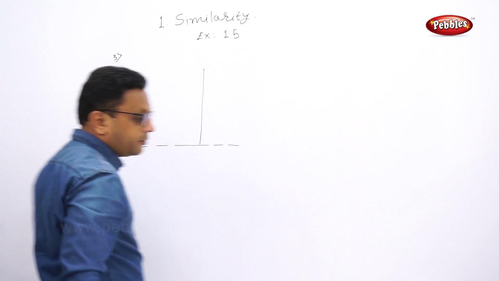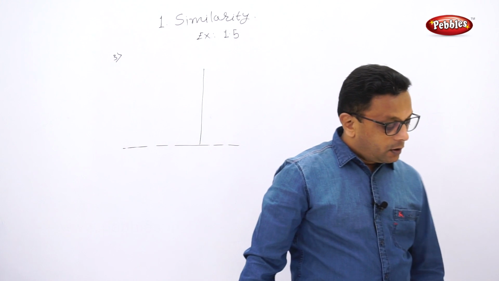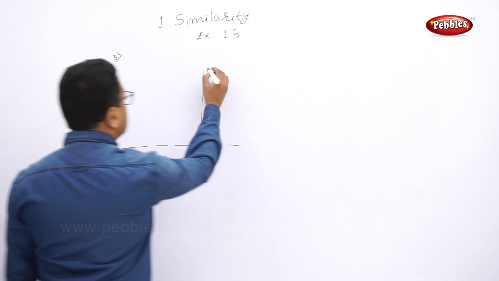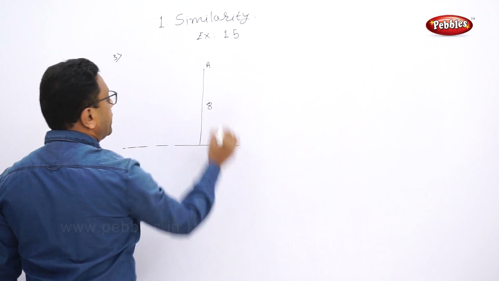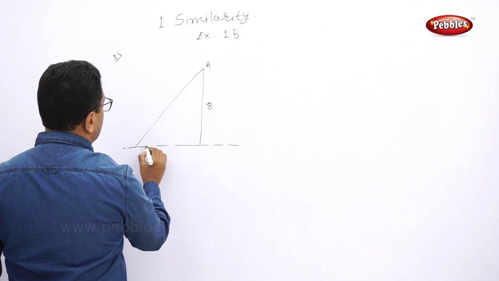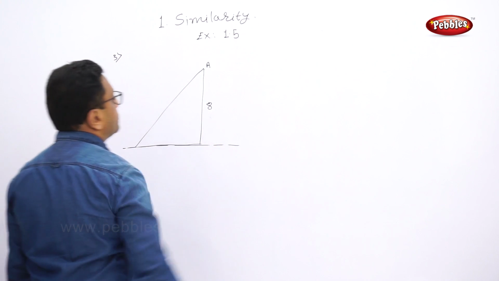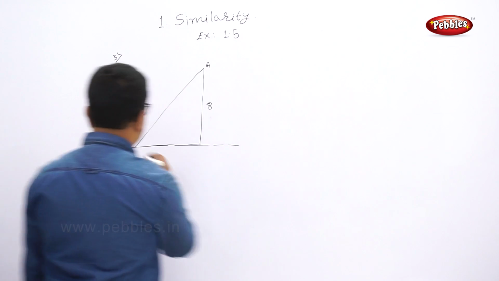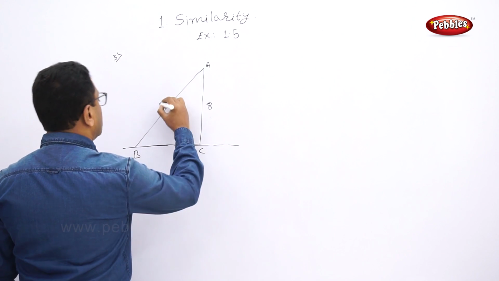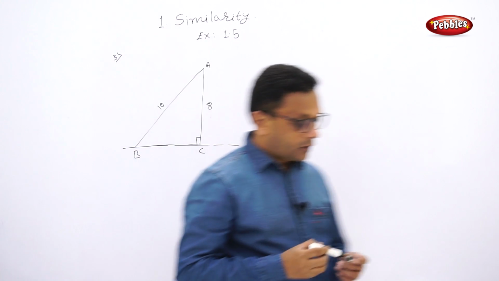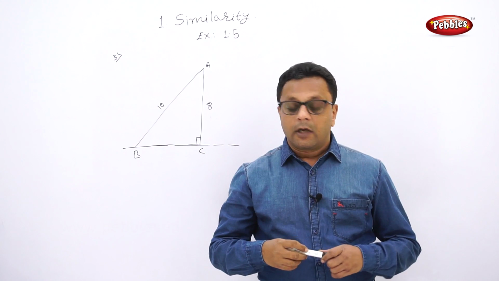Window is somewhere here. The window is 8 meters above the ground. Let us say this is the point A, which is 8 meters, which is a window, and this is the ladder. I'll complete this line. The ladder is 10 meters long, and this is a right angle.